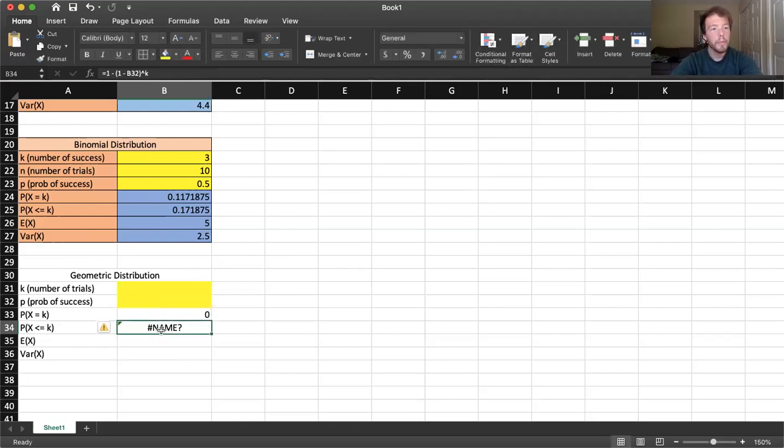Is that right? No, I did that right. I think it just doesn't have any values, so it doesn't know what to do. Oh, not to the k. That's what I did wrong. I put in k and I meant to press k. Yep, I did do that wrong.